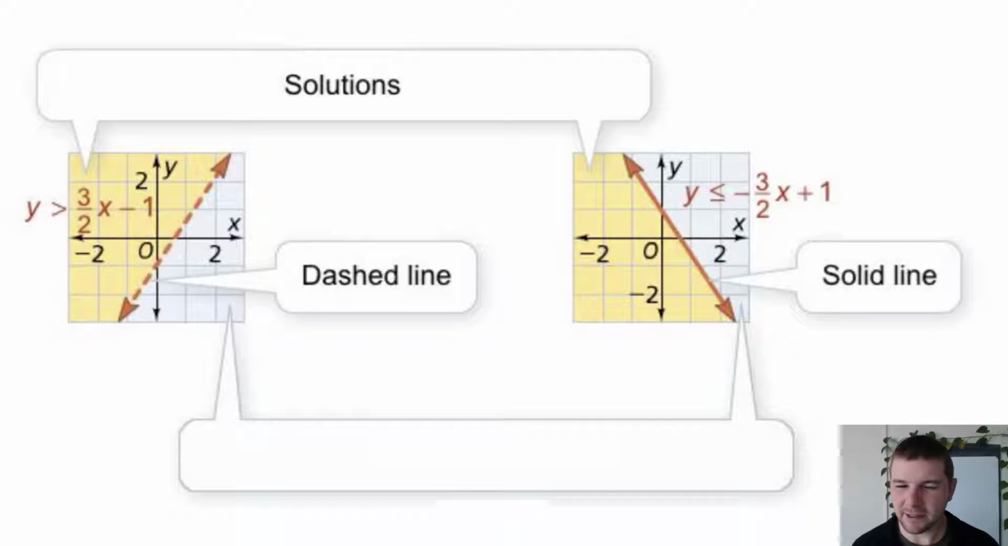On the right, we have a solid line. That means points on the line are solutions of the inequality. And notice the symbol we have here is less than or equal to. We'd also use a solid line in case we have an is greater than or equal to symbol.